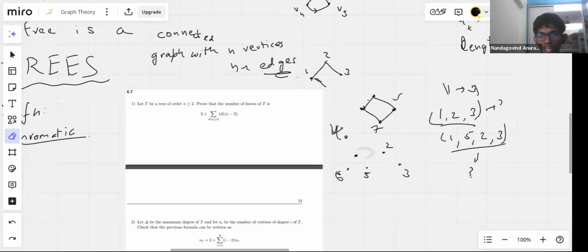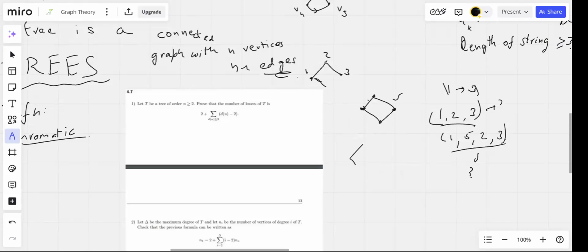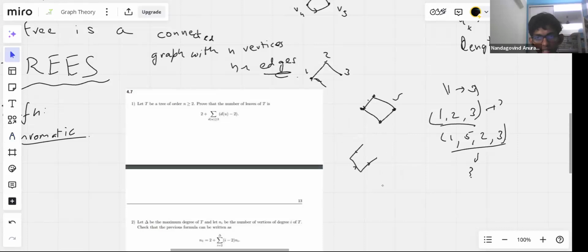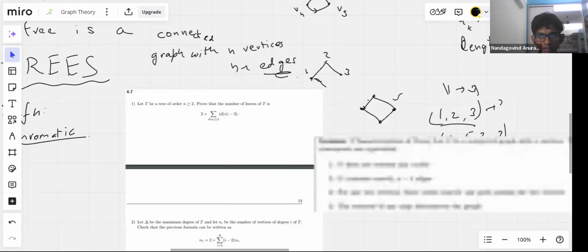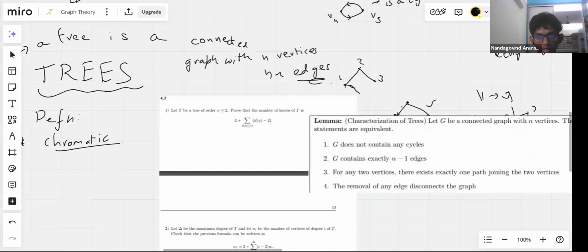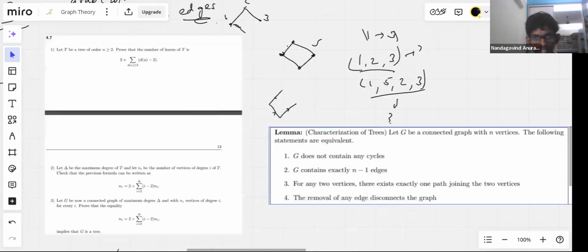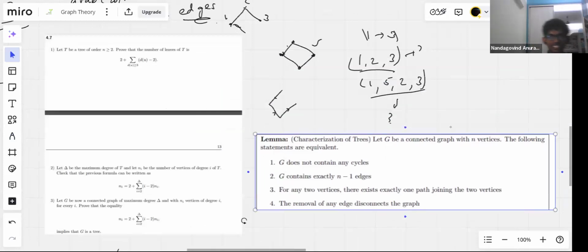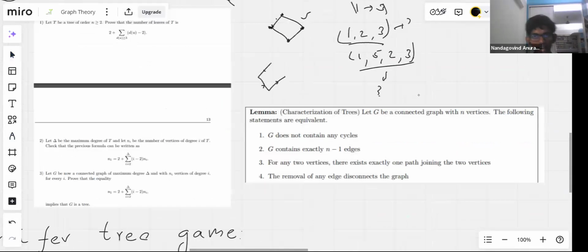Can I remove any edge in a tree and still have a connected graph? No, because a connected graph has at least n minus one edges. Yes. So I will leave this screenshot here, which is important, and has all the different ways to characterize a tree. Are you clear with one, two, three, four? Like how they're equivalent?